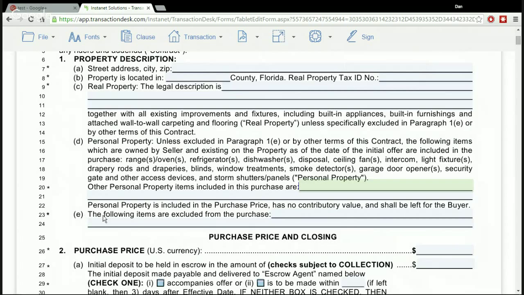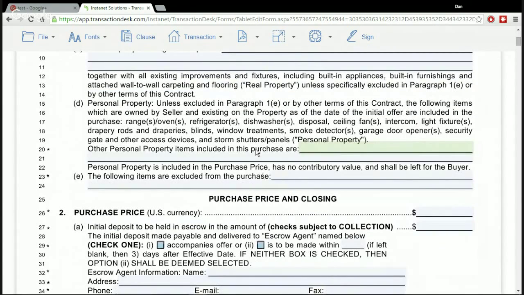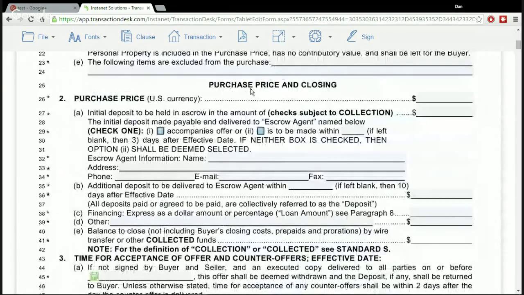Moving on down to paragraph E, these are items that are excluded. So if the seller says, no, the washer and dryer are not part of this deal, they're going to exclude them here, even though they're not technically included. When in doubt, exclude or include. In other words, if it's not listed in the default type up here and there's any question, it's better to mark it, include it or exclude it, so that you eliminate any gray area. Okay, good. Moving on. Purchase price and closing.